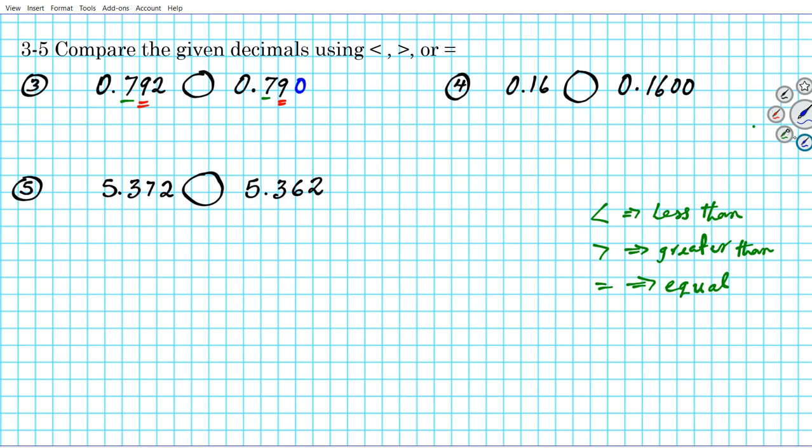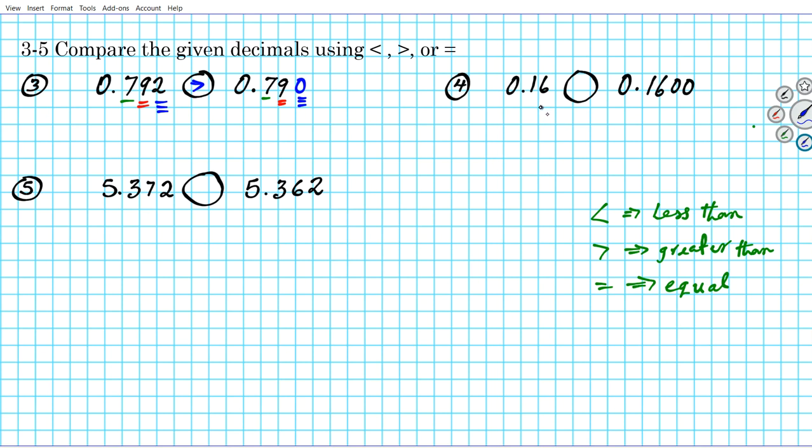Now we compare. The 1000th place. We have a 2 and a 0. Which one is bigger? This one is bigger. Okay? So since this number is greater than this number, you're going to put in the inequality symbol, making sure that it's eating the bigger meal. Okay? So 0.792 is greater than 0.790 because in the 1000th place, the first one has a greater digit than the second one. Okay, moving along to number 4.